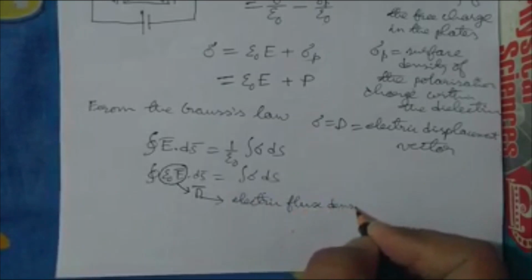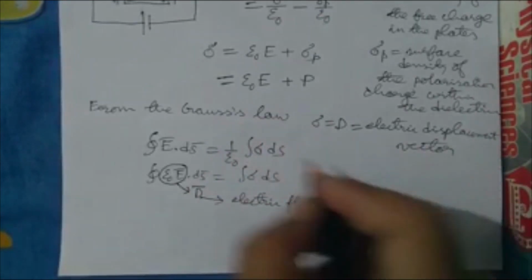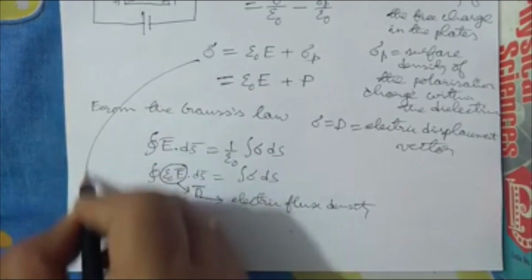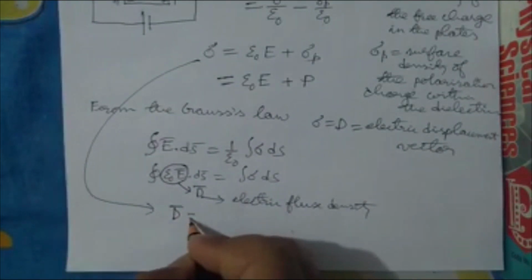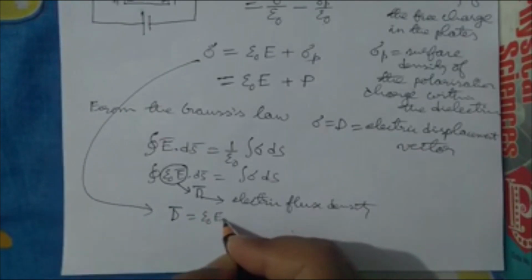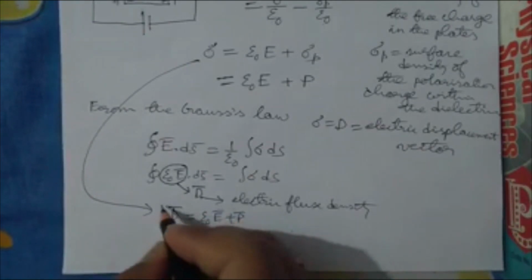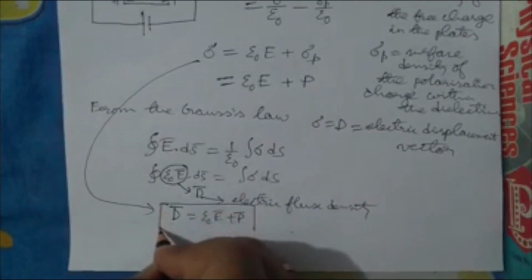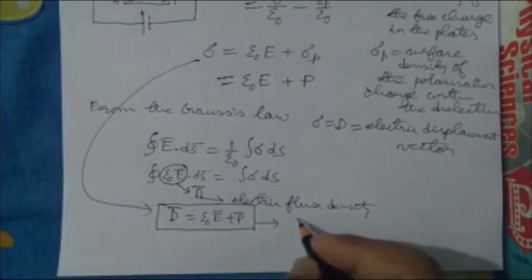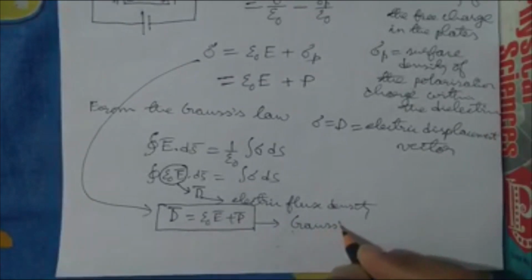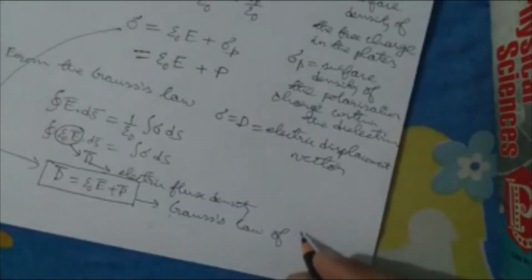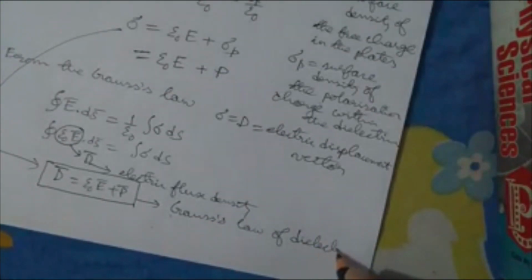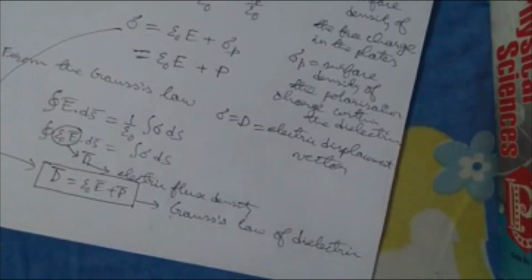So from here we can write that vector D is equal to epsilon naught E plus P. This is a very important conclusion, and this is called the Gauss's law of dielectric.